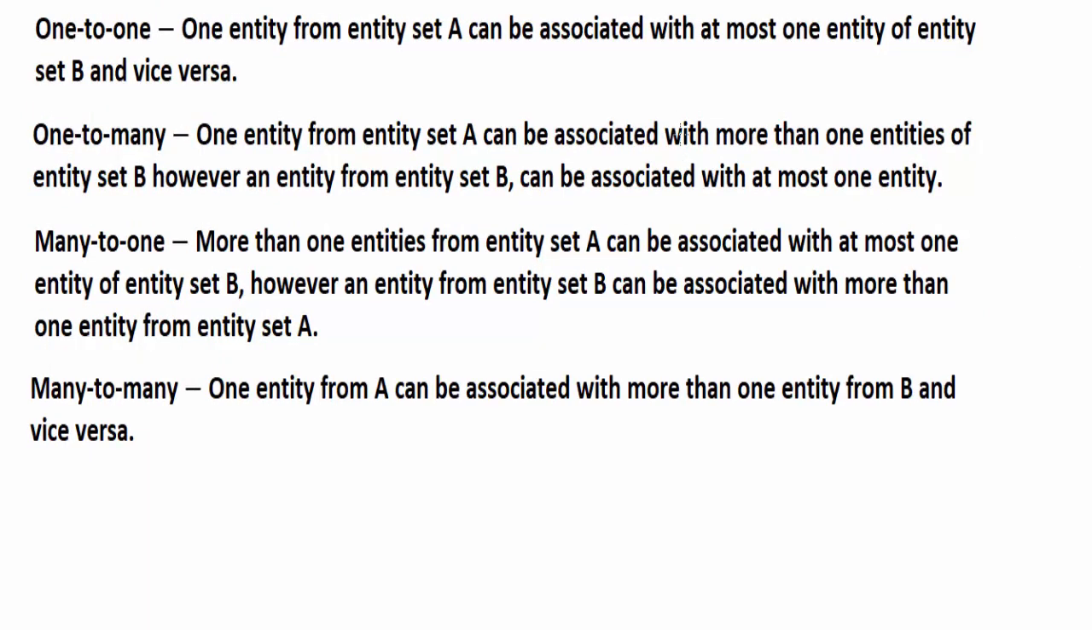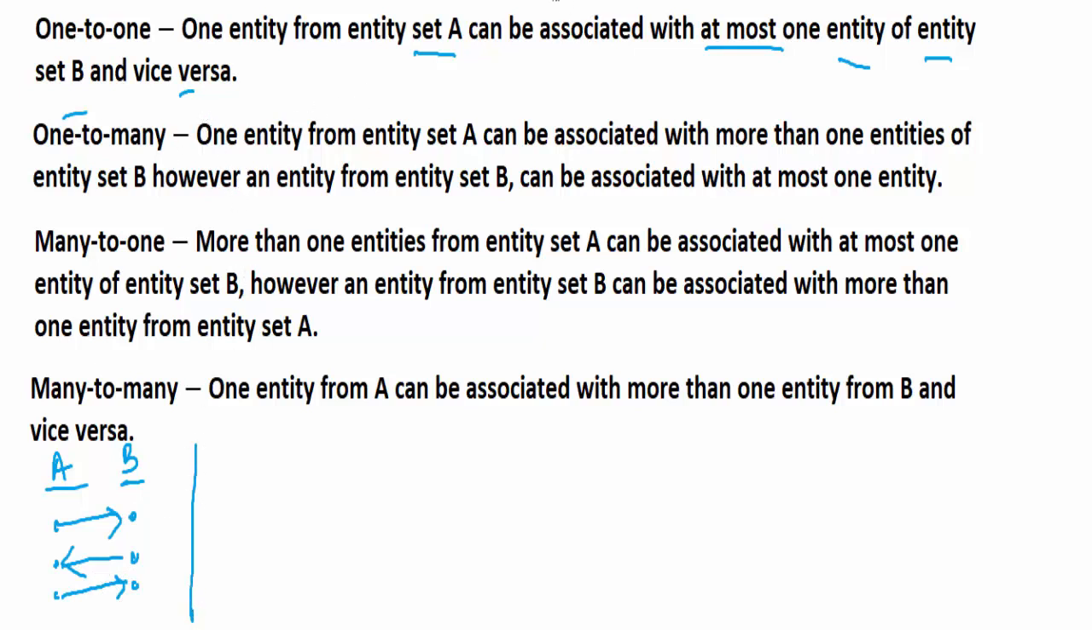First of all we have 1 to 1. It means one entity from entity set A can be associated with at most one entity of B, and vice versa. Suppose we have two sets, A and B, and I'm drawing 3 entities. One can be related to one only; it cannot be attached to multiple things. So this is 1 to 1.